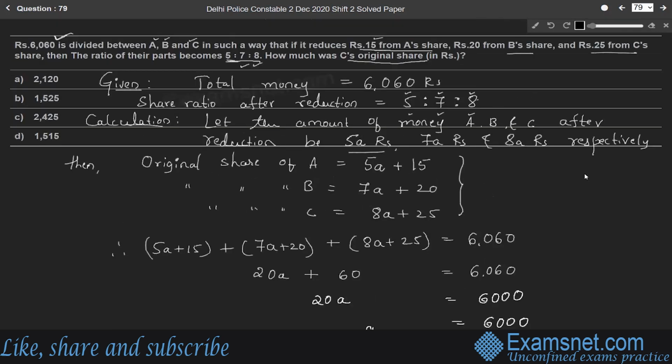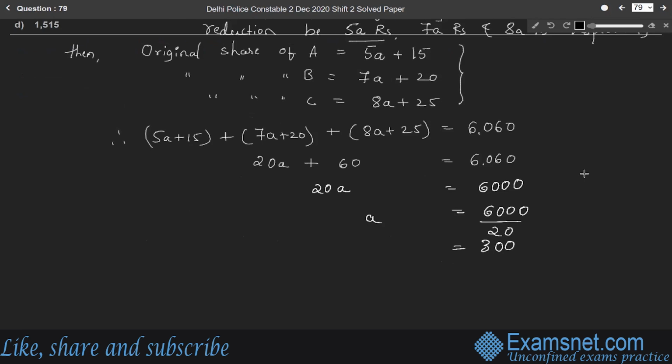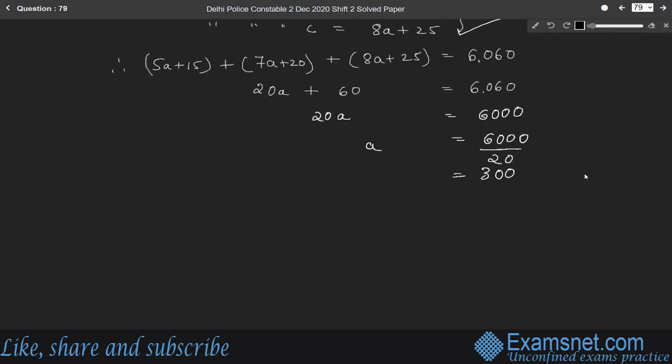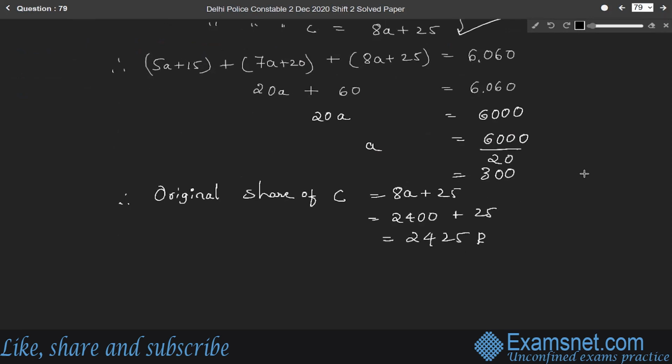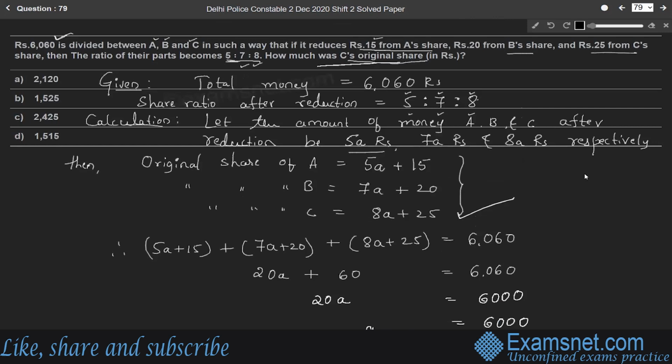Therefore, what is the question asked here? Original share of C, which is 8A plus 25. Therefore, original share of C is equal to 8A plus 25, which is 8 into 300, which is 2,400 plus 25, which is 2,425 rupees, right? Therefore, option C is the right answer.